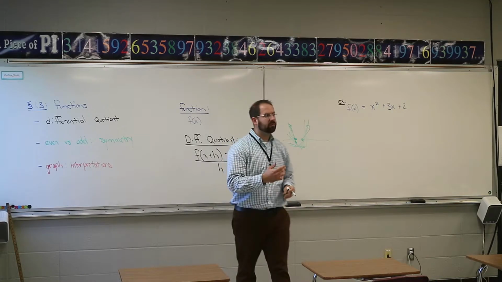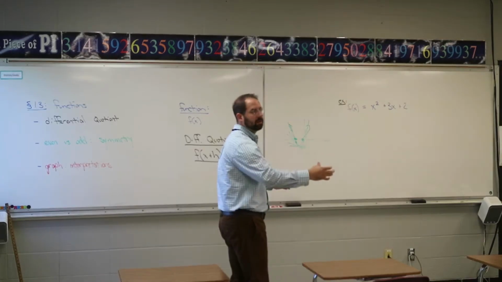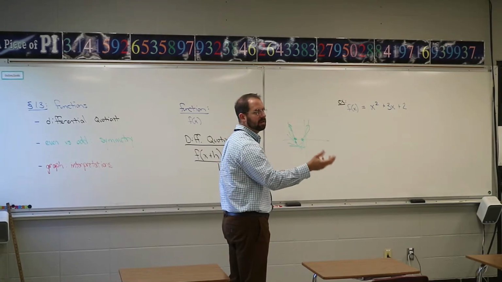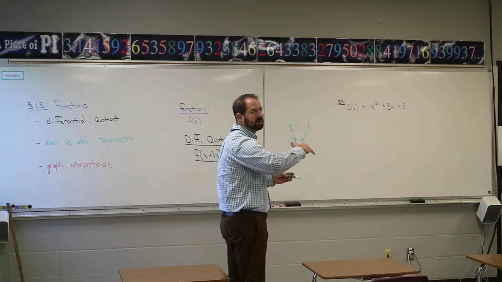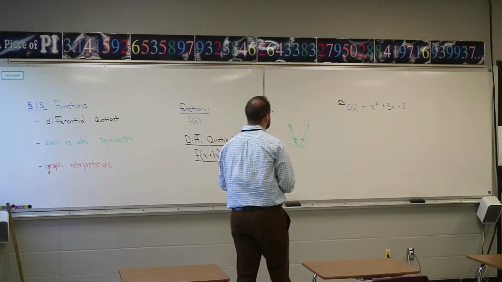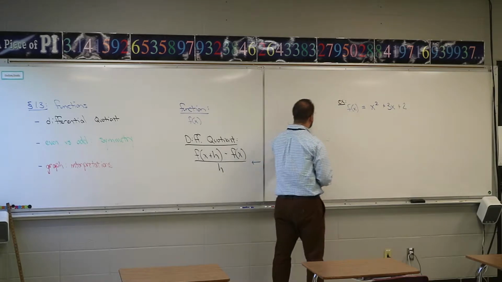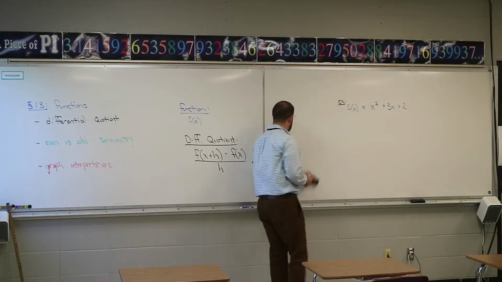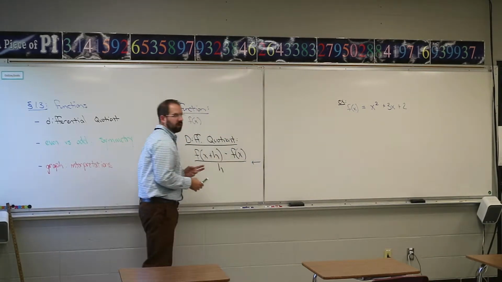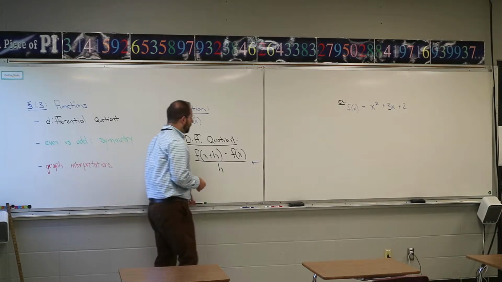So my generic formula will not be a single number at the very end. It won't be 5, like the last one, because the slope changes as you go around this curve. So it's going to be a generic formula. But the problem is we have to get this thing set up correctly. So we have to use this difference quotient for this problem.